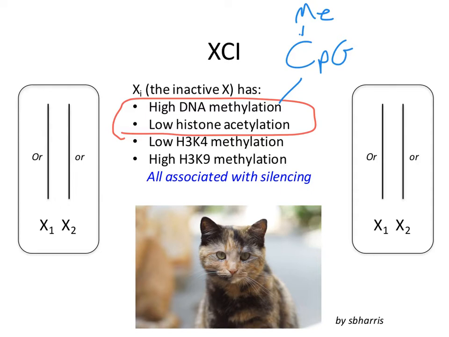Likewise, reduced acetylation of histones also corresponds with inactivation. Or, in other words, high acetylation is correlated with activation. You can think about it either way. Low acetylation is inactivation, high acetylation is equivalent to genes that are active.